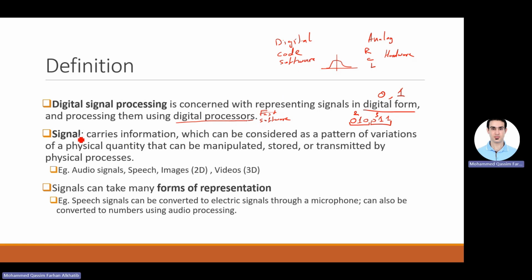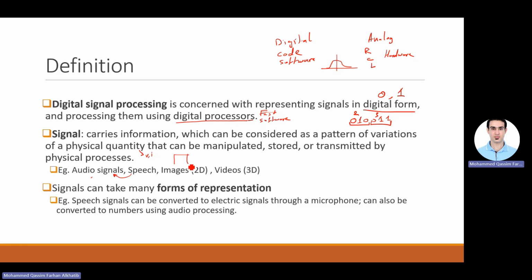Now, what is a signal? A signal is anything that carries information, from basic signals like a smoke signal to voltage and current signals that could be represented in different ways. So the signal could be considered as a pattern of variations of a physical quantity. In our case, it's either voltage or current that can be manipulated, stored, or transmitted by a physical process. So we have audio signals, speech, which is a form of audio signals. We have images and we have videos.